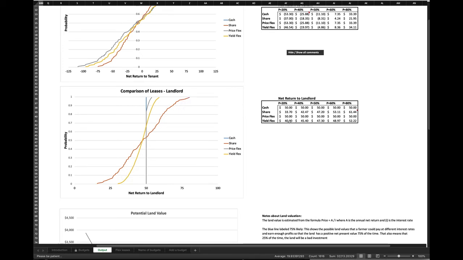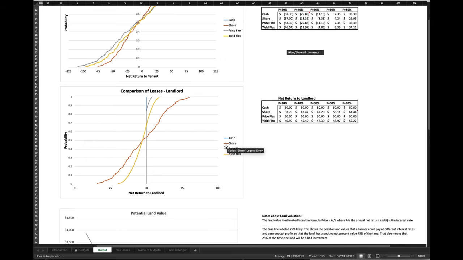And if you go back and look at the table, you basically see for a share lease for a landlord, there's 20% of the time your return is going to be $33.70 or lower. Well, 80% of the time it's going to be higher than that. And the same thing over here at the 50% level, we're saying that 50% of the time you're going to have a return of $47.20 or lower. 50% of the time is going to be higher.